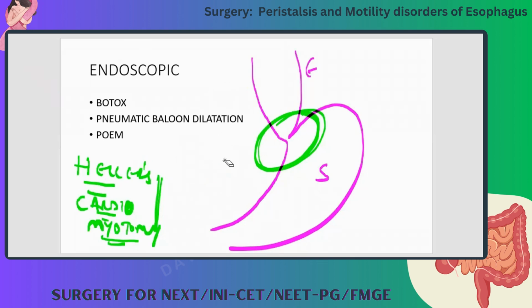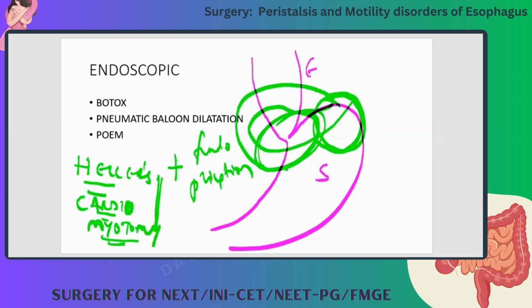So what do we do? Fundoplication. This is the fundus part, listen carefully. We wrap this fundus part around the esophagus like this. We wrap it and suture it. This is fundoplication.